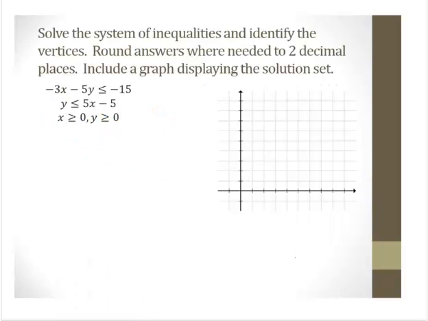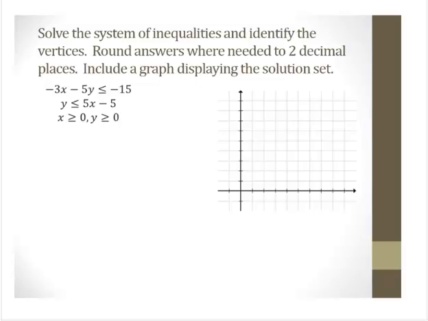Now, a system of inequalities doesn't have to have only two inequalities. We can have more than that. So here's an example where we have four inequalities, and we're asked to solve the system graphically and identify the vertices. The vertices are all of the points where the inequalities intersect and bound the region of solutions.